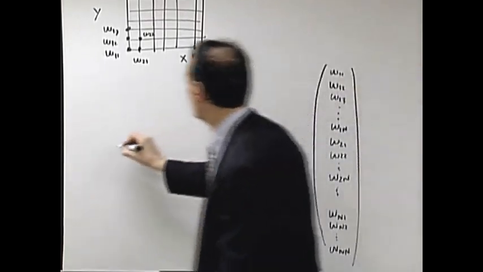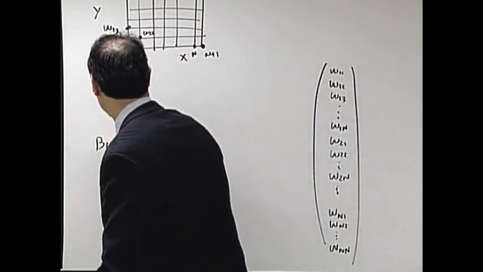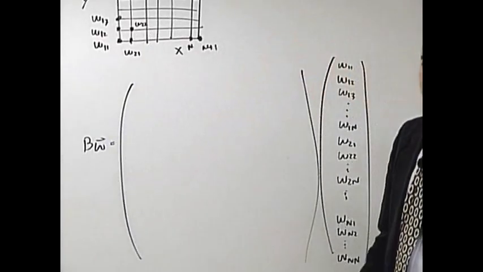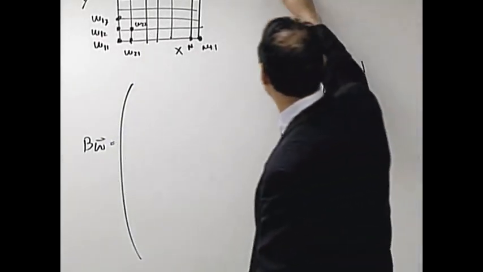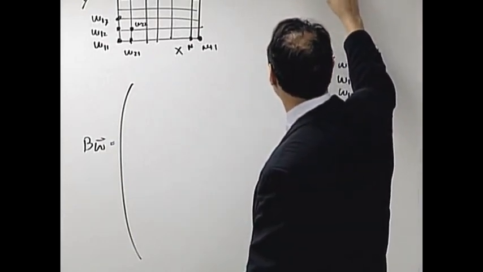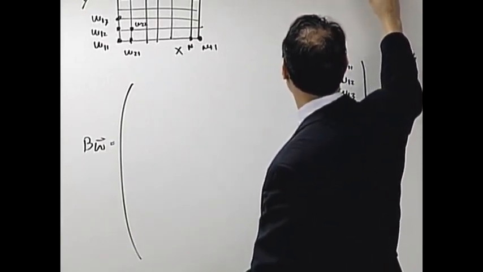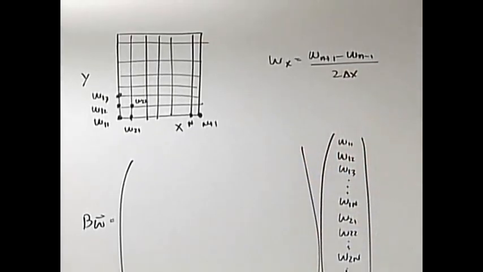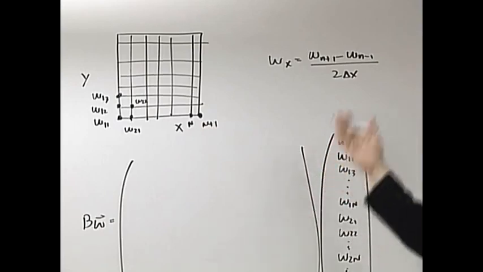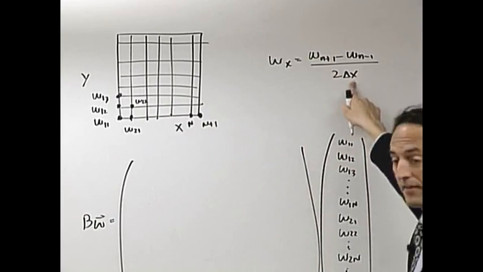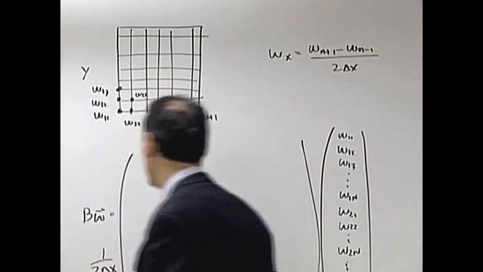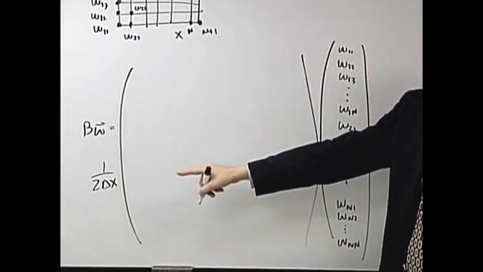So we're going to start building the B matrix. We're going to build B times omega. We want to differentiate in x. Remember your differentiation formula? Point in front minus point behind, all over 2 delta x. It comes from the tables. So first of all, I have that 1 over 2 delta x. Let's just take that out front. Don't forget those, by the way.